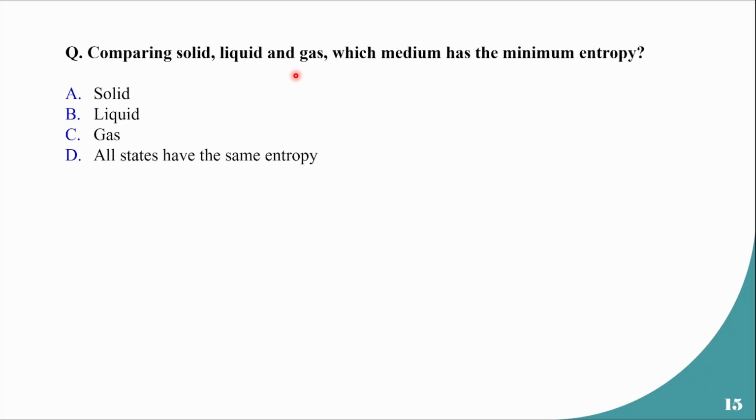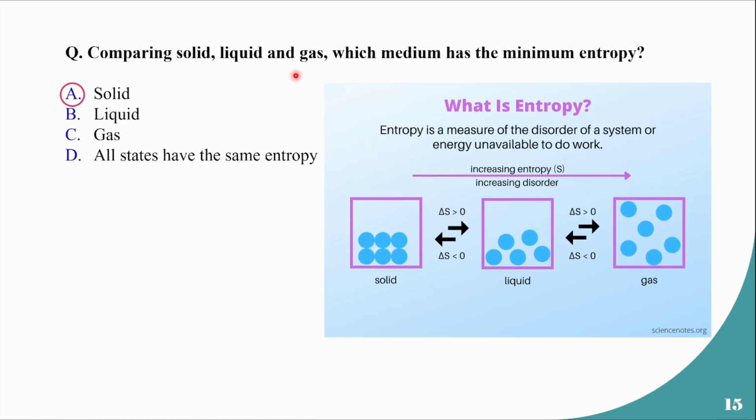If you compare a solid, a liquid, and a gas, which of them should have the minimum entropy? Whether all of them should have the same entropy, or some form could have higher or lower entropy. Yeah, so I see in the chat, solid. Solids, yes. So solids should have the minimum entropy. Now, what is entropy? Entropy is basically the measure of disorder, right? The disordered nature of the system. And it indicates the energy that is unavailable to do work.